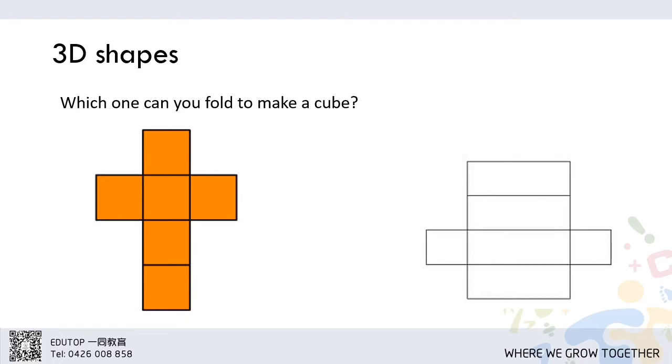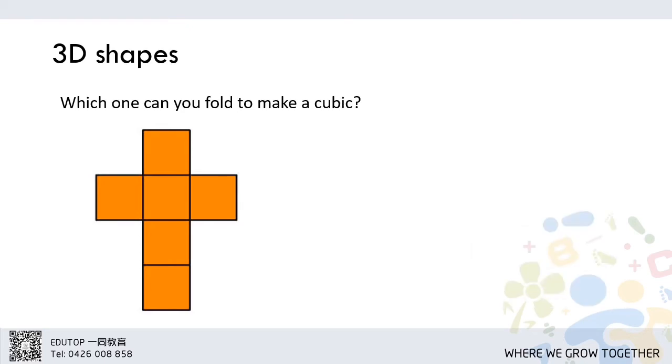Okay, next question. This is a bit more interesting. Imagine that we dissected a cube and made it flat. Have a think. Which of the following flat shapes can you fold to make a cube? Well done! The orange shape over here will help us make the cube, because all the faces of a cube are squares. But we still have a problem here.